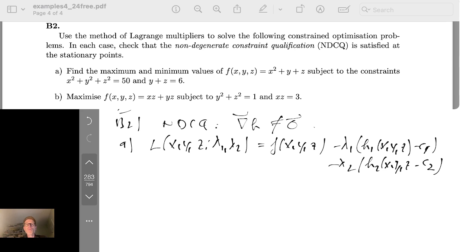And these are both planes. The first constraint is a circle, and the second constraint is a plane. So that one you can use because now it makes sense. So you have to write down the FOCs, but given that this is a plane, y plus z minus 6, where 6 is c2, if you take the derivative with respect to y and z, you only get a lambda 2 in it.